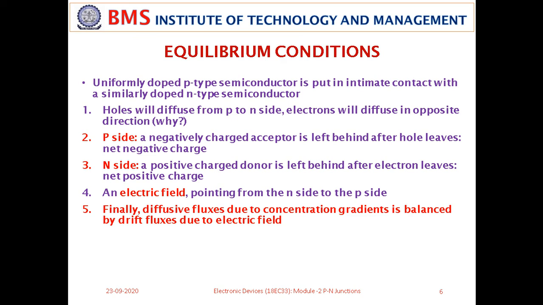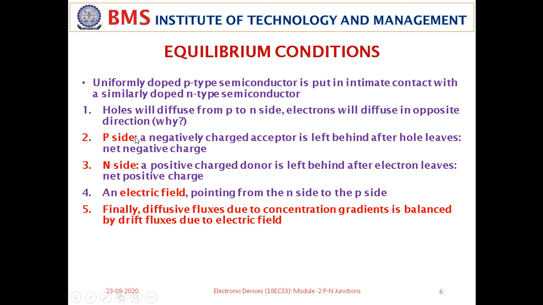Suppose in the p type you can see that a lot of holes are there, they are the majority charge carriers, whereas in n type the majority charge carriers are electrons. Obviously the electrons are minority carriers in p type semiconductor and holes are minority carriers in n type semiconductor. They tend to move into the different material. So let us see what happens when they diffuse, holes from the p side to the n side and electrons from the n side to the p side. Let us see what is left behind after they move from their positions.